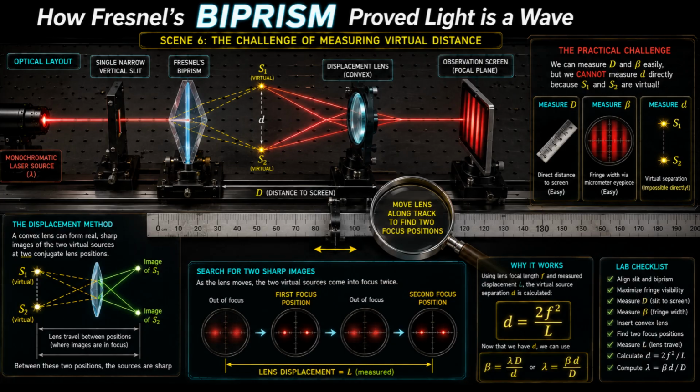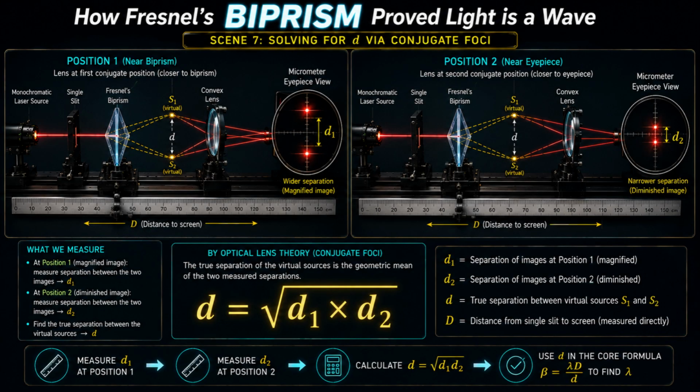To overcome this, we employ an ingenious optical technique known as the displacement method, which relies on the principles of conjugate foci. We introduce a convex magnifying lens into the optical path between our biprism and the eyepiece. By systematically shifting this lens along our optical bench, we can discover two distinct positions where sharp, clearly focused images of our virtual sources are projected directly onto our crosshairs. Let us examine the mathematics of this lens displacement.